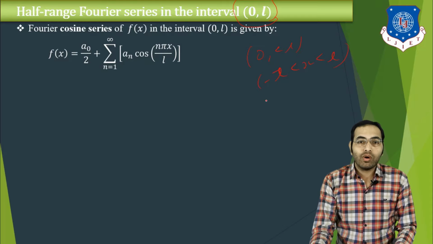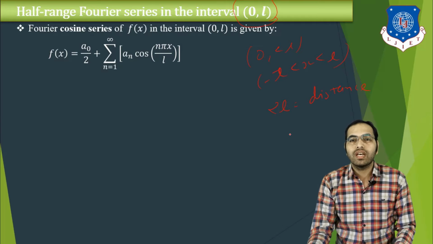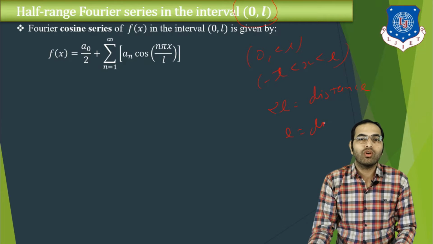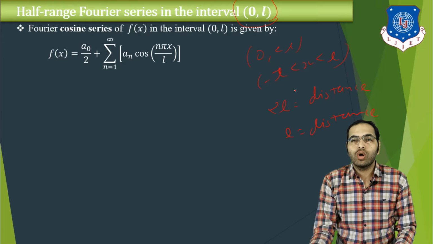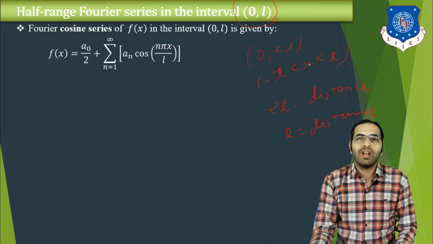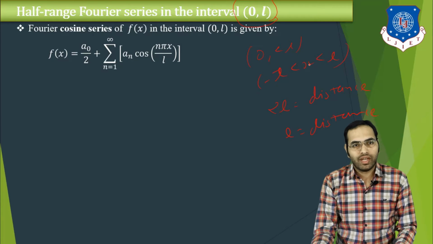Firstly, in the above lecture, we found the values of L. For that we used the formula 2L equal to distance, but here we have to use L equal to distance. That is our formula for finding the value of L.